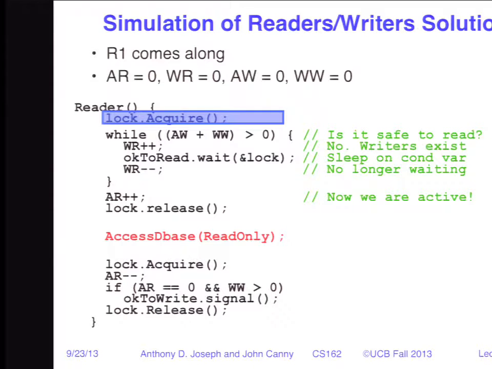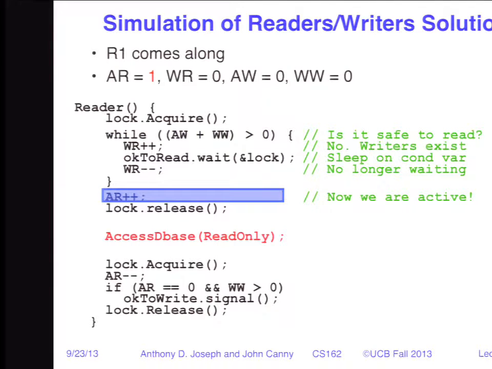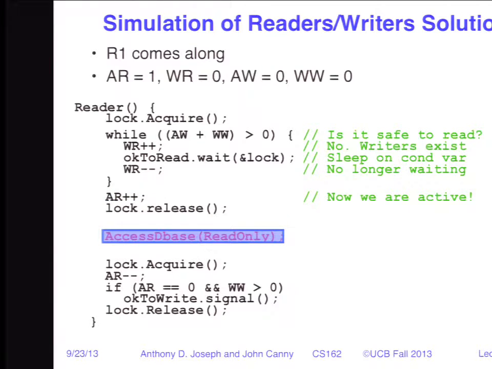So it acquires the lock, and it does the check. Active writers is 0 plus waiting writers is 0, and so we don't have to wait. It's not greater than 0. So we become an active reader, we increment the number of active readers, release the lock, and we can now access the database.